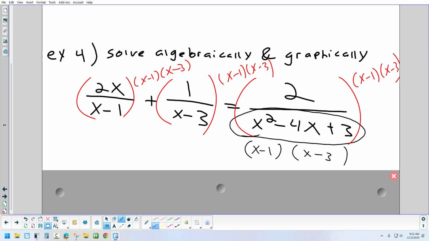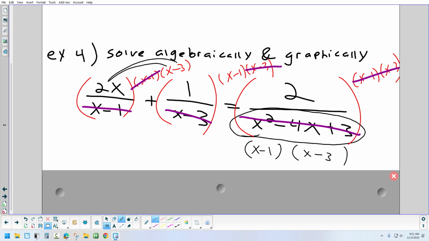What is going to cancel in the first parenthesis? X minus 1. Yep, x minus 1 is gone. What's going to cancel in the second parenthesis, second calculation? X minus 3. The x minus 3. And on the right-hand side, what's going to cancel? The x minus 1 and the x minus 3. Right, the whole thing, the entire denominator cancels out. Okay, whatever you're left with is usually a distributive property. So we got to distribute that out.